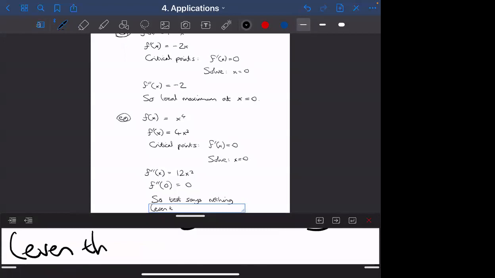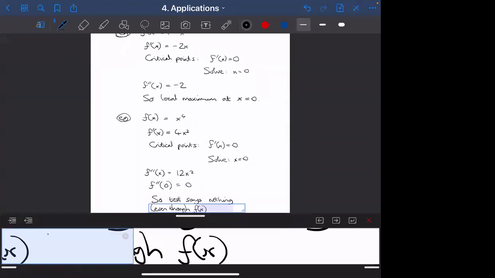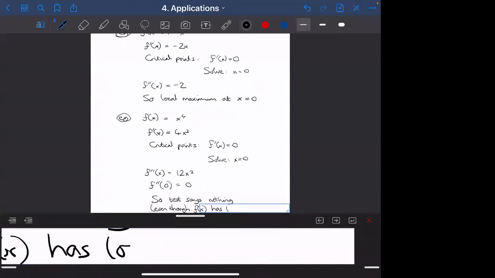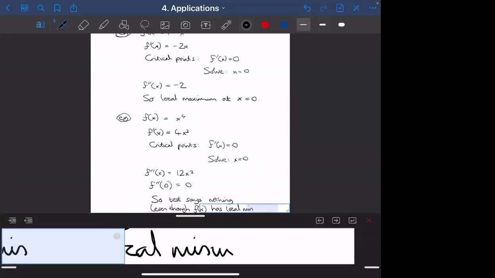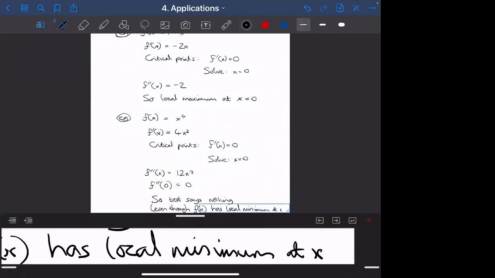Even though f(x) has a local minimum, actually a global minimum at x equals 0.